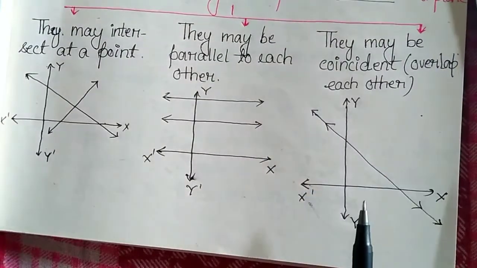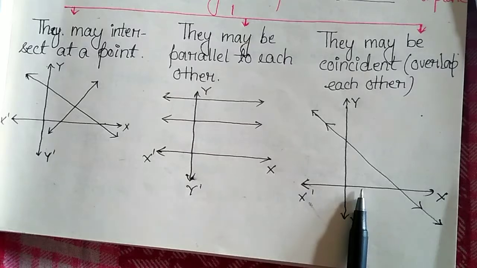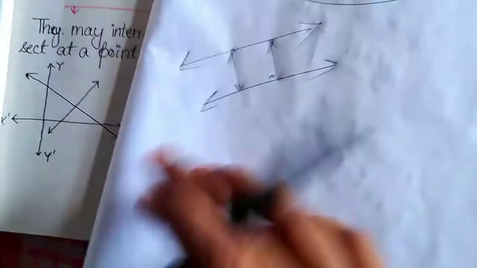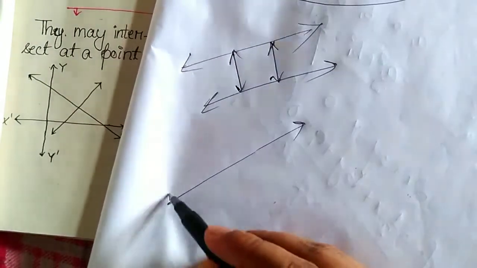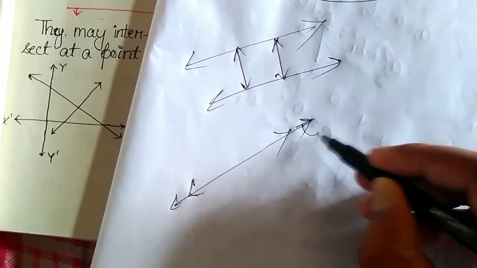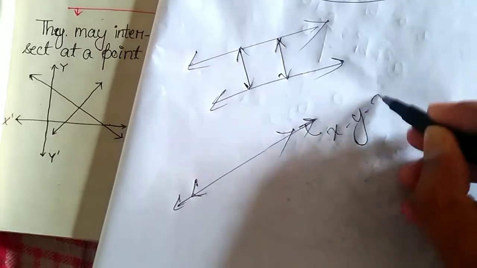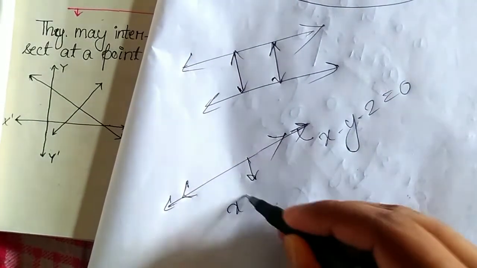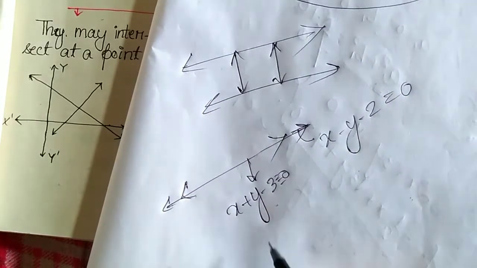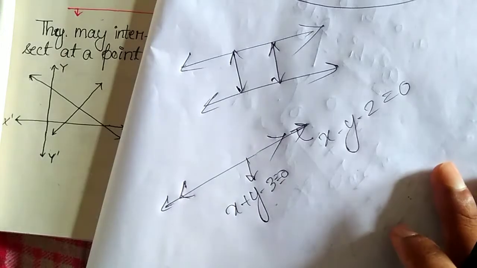And in the third situation, the two lines may overlap each other. Such lines are called coincident lines. The two lines will be coincident. That means one above the other. Like if one line is this one, the second line will be this one. This line will be represented by this equation, and the second line will be represented by x plus y minus 3 equals 0. Okay, so these are the three possibilities.